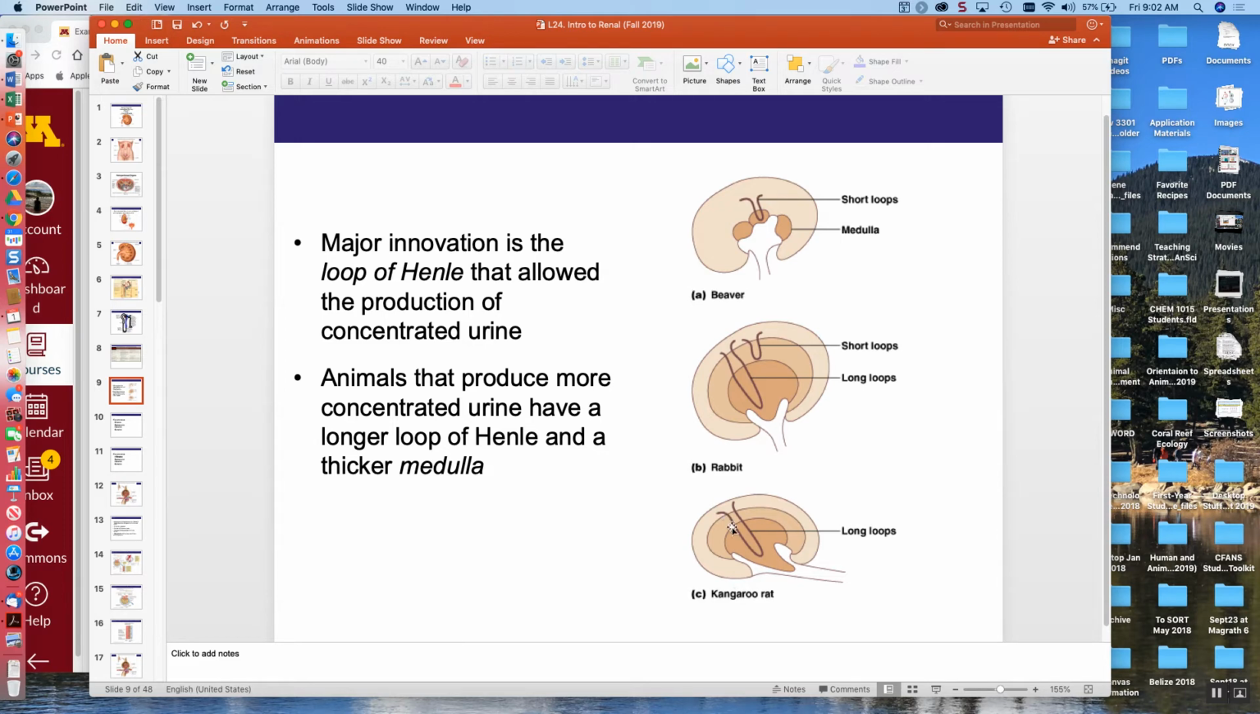The kangaroo rat that actually lives in a desert environment has one of the longest loops of Henle. They hardly ever urinate because they have to conserve water all the time. They also have a very pronounced medullary region and a pronounced renal pelvis.